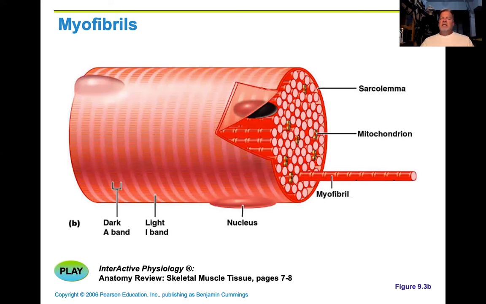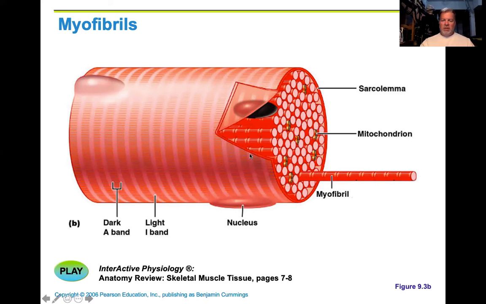The fiber contains the usual organelles. So the myofibrils we'll talk about here in a little bit. We've got what's called a sarcoplasmic reticulum. Now, in a normal cell, you would have called it an endoplasmic reticulum, but a sarcoplasmic reticulum in a muscle cell. There's something called a T-tubule, which we'll get to as well.